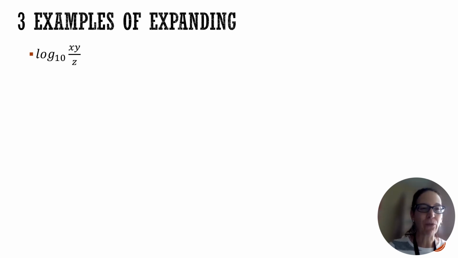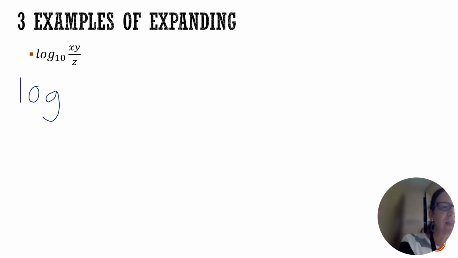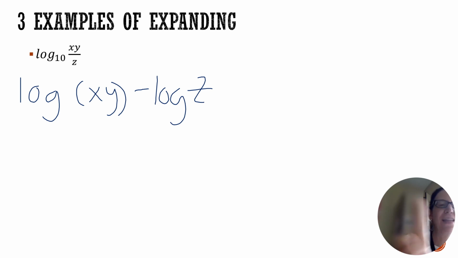So you might be wondering, what order do I undo these in? Well, start with the division, because the XY is grouped together. The fraction bar is acting as a grouping symbol, so we're going to keep those grouped. We could start off by saying this will be log of the numerator minus the log of the denominator. And then go ahead and split this one up.